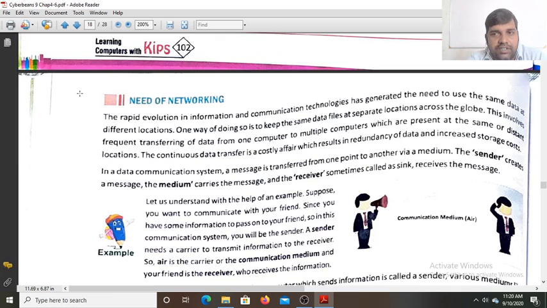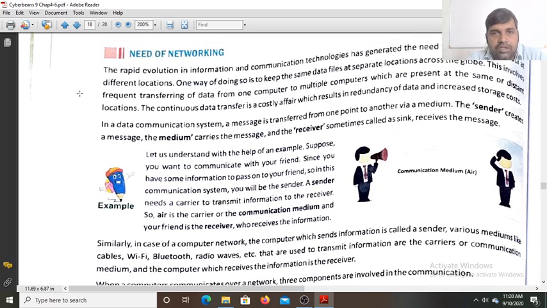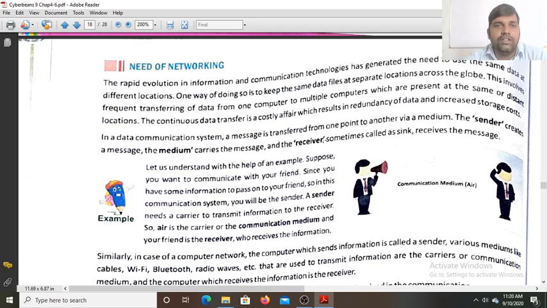Okay, that is the need of networking. Now, the rapid evolution in information and communication technologies has generated the need to use the same data at different locations. One way of doing so is to keep the same data files at separate locations across the globe. This involves frequent transferring of data from one computer to multiple computers which are present at the same or distant locations. The continuous data transfer is a costly affair which results in redundancy of data and increased storage cost.